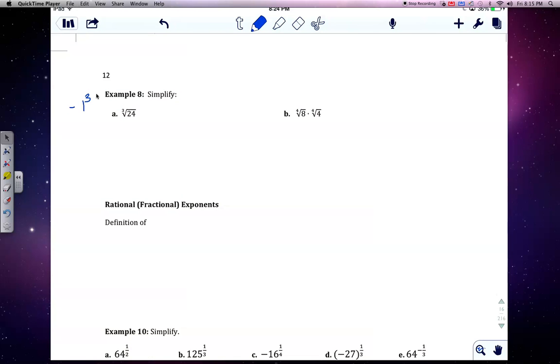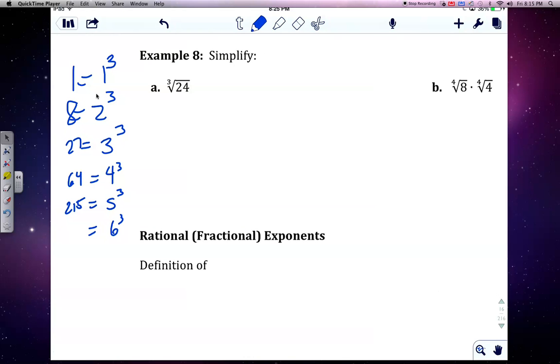1 cubed equals 1, 2 cubed equals 8, 3 cubed equals 27, and 6 cubed equals 216. We want to make 24, and if 24 is on this side, then we have a perfect cube already. We don't. So I go up this list. This is the same thing as the cube root of 8 times 3, because 8 times 3 is 24. Now I break it up or separate it. I get the cube root of 8 times the cube root of 3.